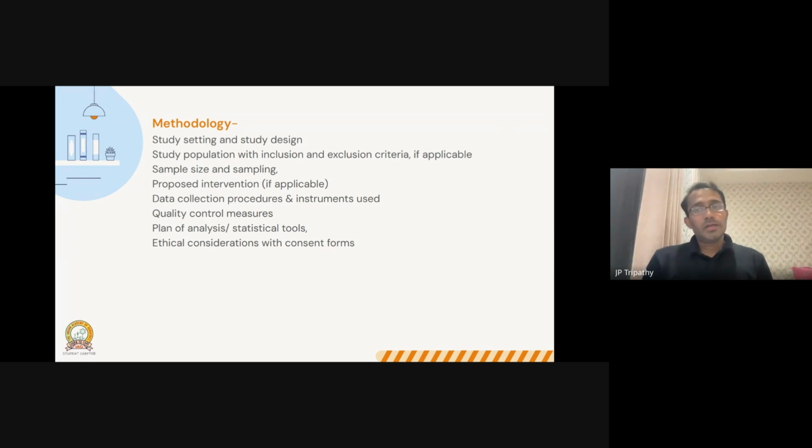Then roughly how many are you going to take in? That is your sample size. Is it 100? Is it 200? Is it 1,000? Is it 400? Again, you talk to your guide, or if there is a statistician, somebody from community medicine, your guide will help you in calculating the sample size.